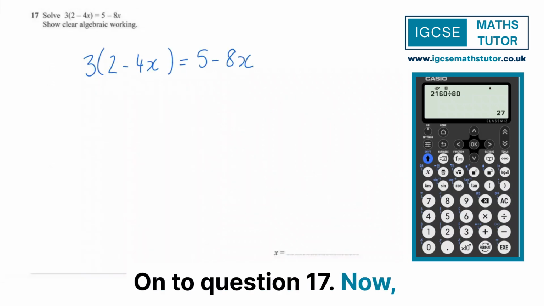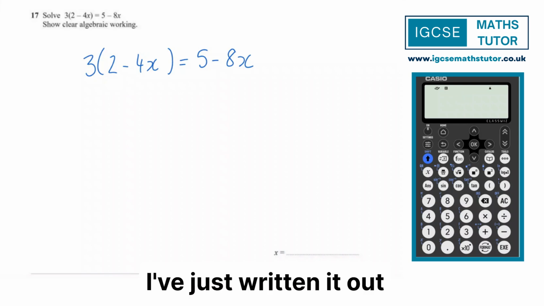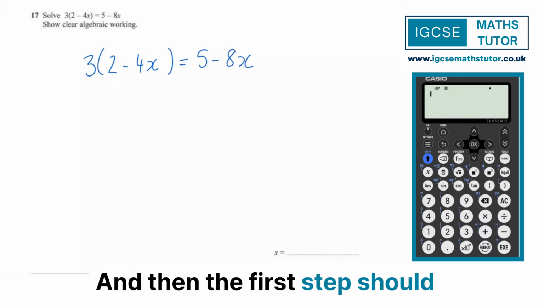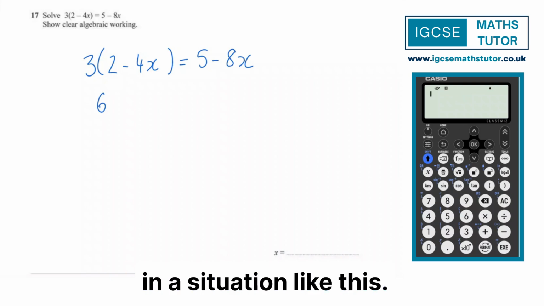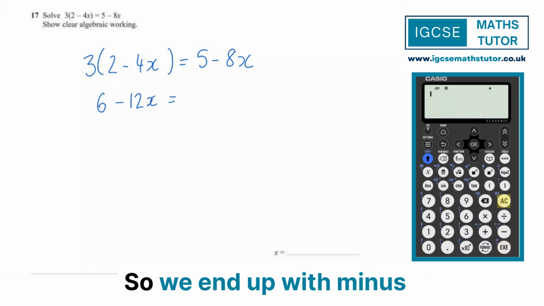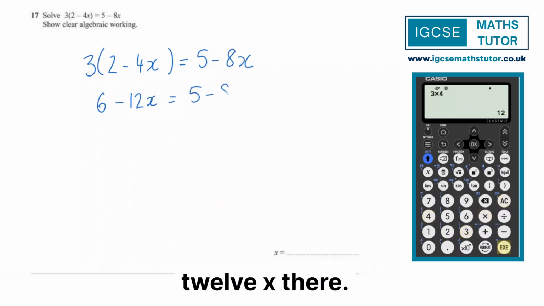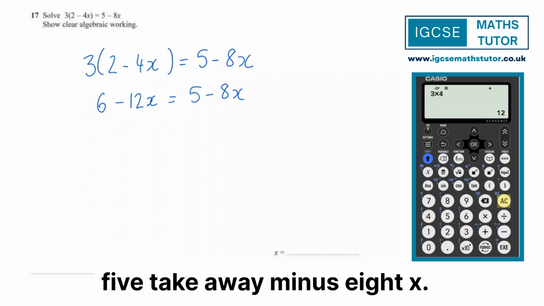On to question 17 now, where we're going to solve this linear equation. I've just written it out in my own handwriting, and then the first step should always be to expand a bracket in a situation like this. 3 times 2 is 6, and then 3 times 4 is 12, so we end up with minus 12x there. And on the right-hand side, 5 take away minus 8x.